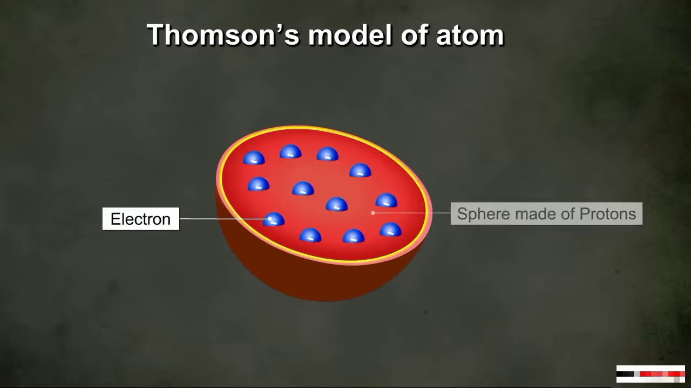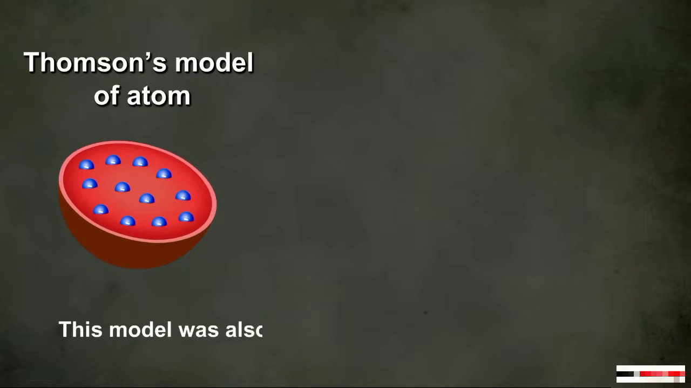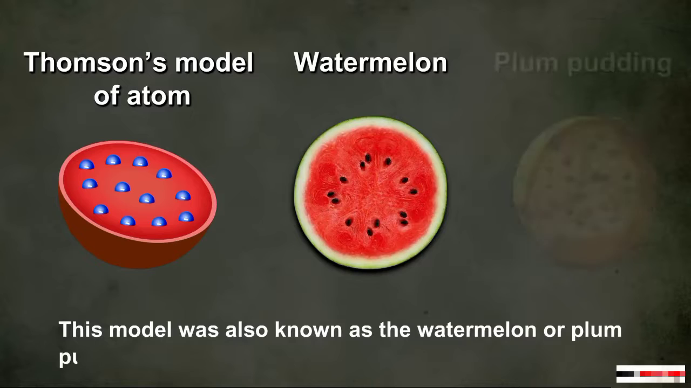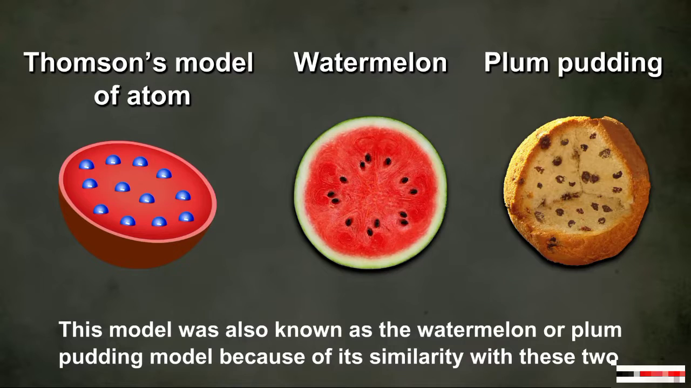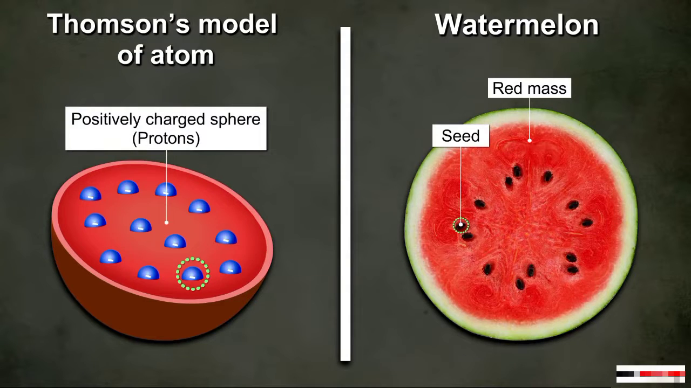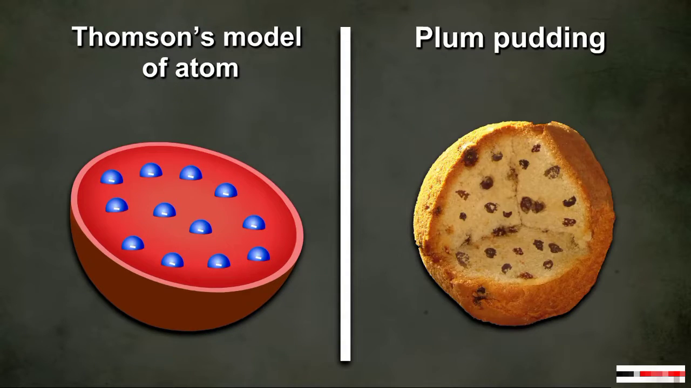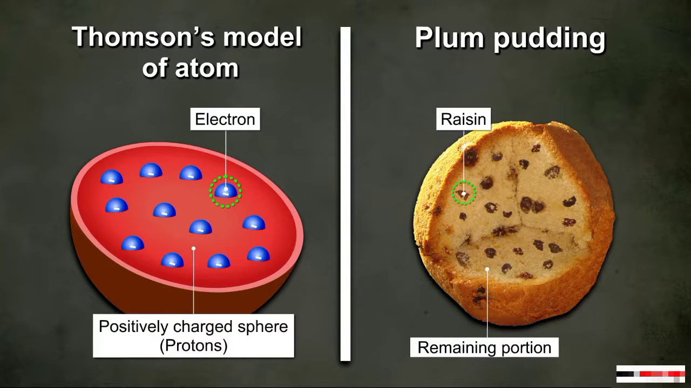Moreover, according to him, the negatively and positively charged particles, in other words the number of electrons and protons, were equal. This model was also known as the watermelon or plum pudding model because of its similarity with these. The seeds of a watermelon can be equated to the electrons or the negatively charged particles, and the red mass can be equated to the protons or the positively charged sphere. Similarly, in a plum pudding, the raisins can be considered as the electrons and the remaining portion can be considered as a positively charged sphere.